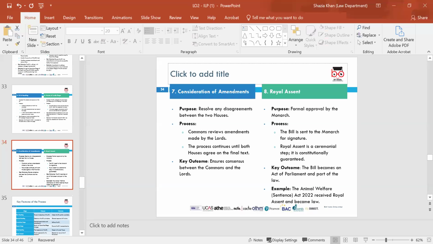And then the final stage is, after the bill has been approved by the House of Commons and House of Lords, it returns back to the Houses, and the two houses deal with it. And then after that royal assent is given. Implementing the law becomes the responsibility of the government, and here the law may take effect immediately or after a certain date, and the bill becomes an act of Parliament and part of the law. So the example is the Animal Welfare Act 2022, which received royal assent and became law.